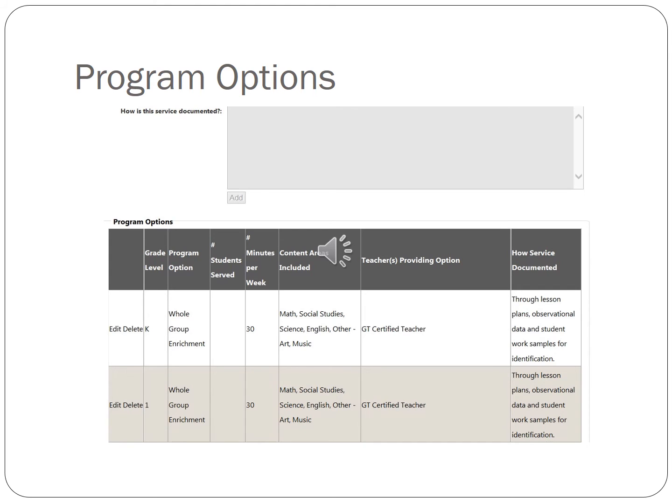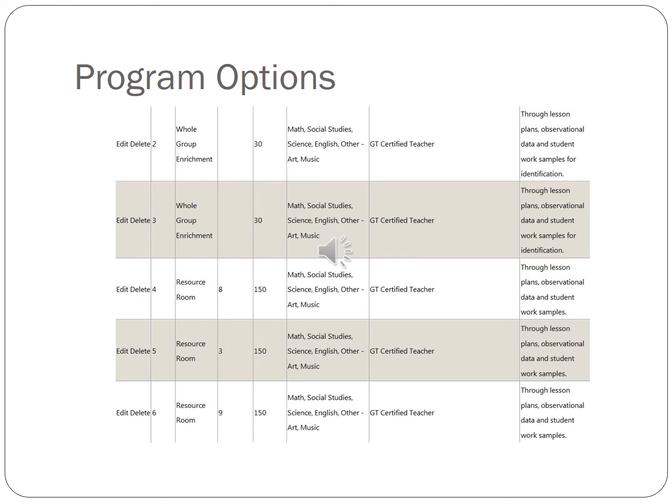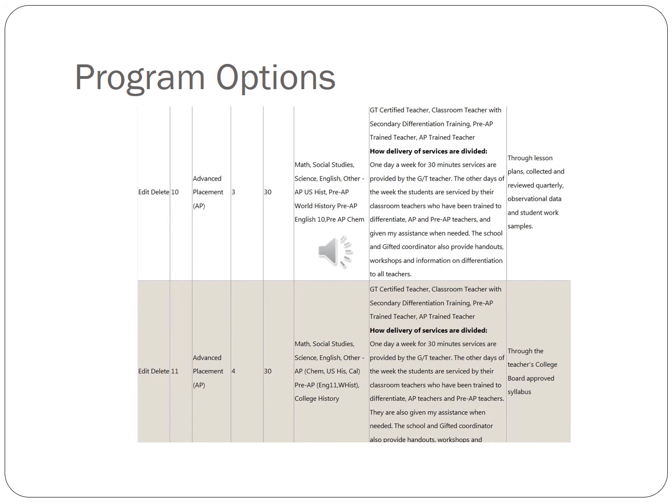The documentation listed in this chart should be available during on-site monitoring for all the grade levels and years since the last on-site monitoring. Here's an example of the resource room option with proper documentation that will be available during the next on-site monitoring. Here's an example of grade level entries with multiple forms of service delivered by several teachers.